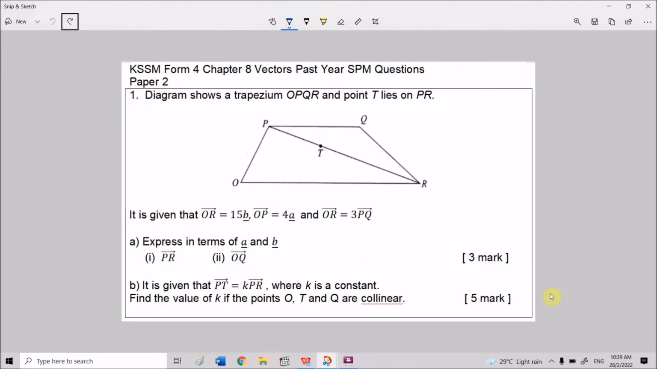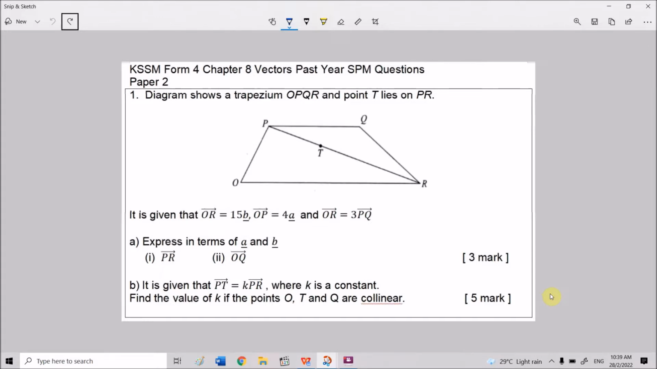Okay, so the word trapezium here indicates that the line PQ and the line OR are parallel lines. That's the first thing you need to notice here. So point T lies on PR. Point T lies on the line PR. Okay, we look at other information.